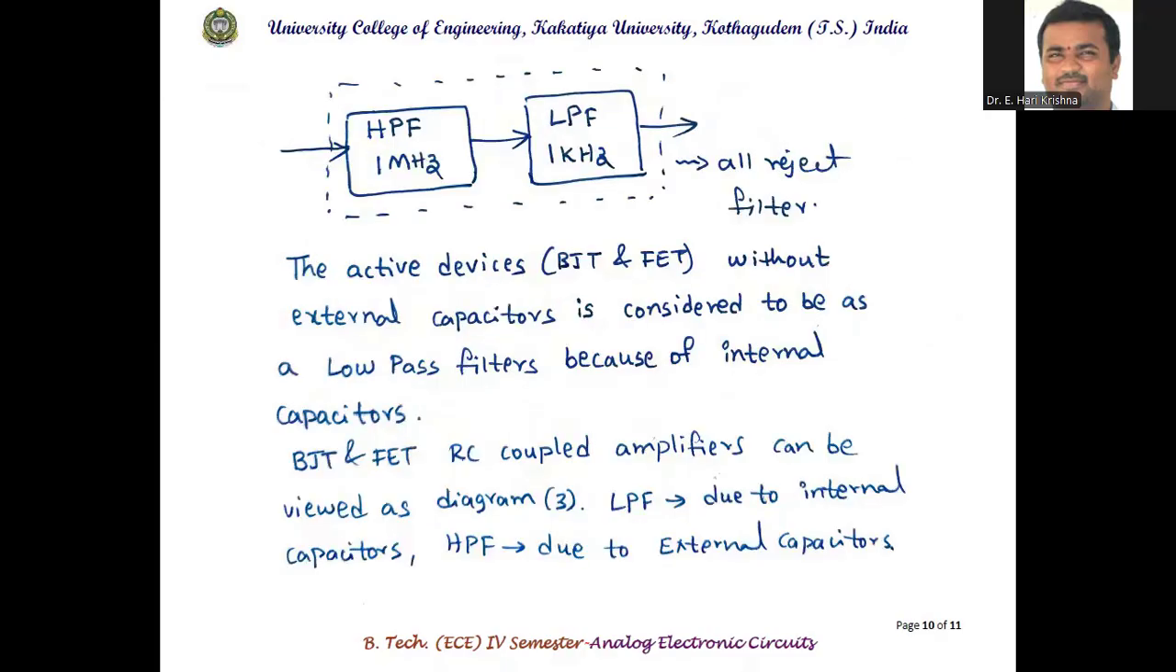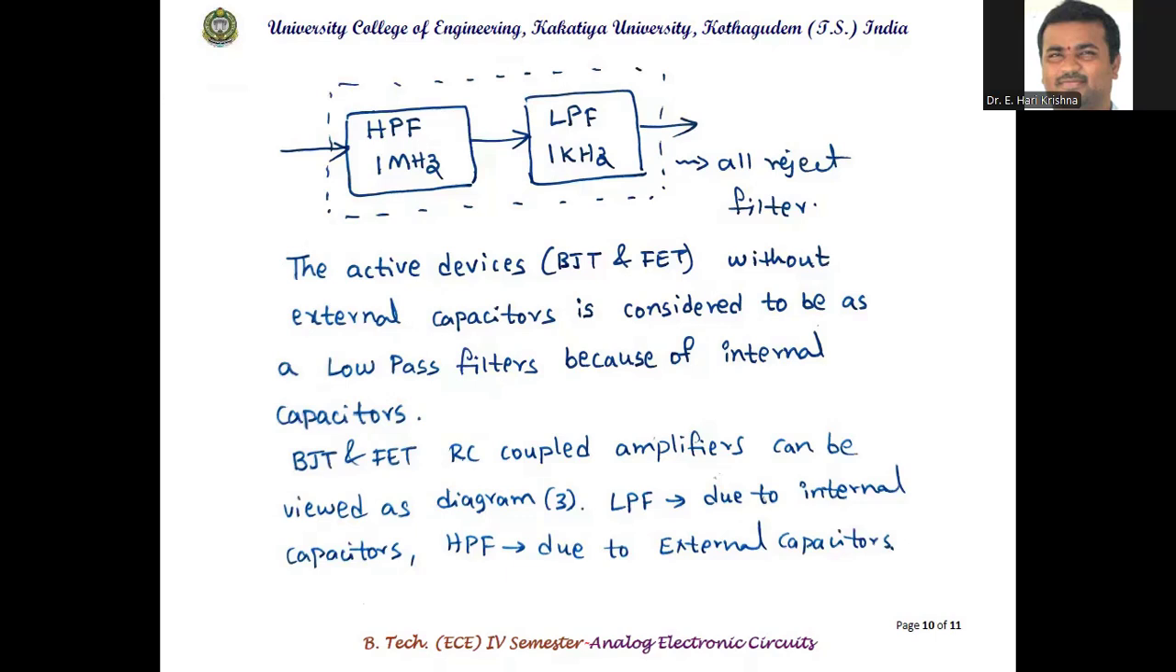Similarly, if I reverse diagram 3, first having a high pass filter with cutoff frequency 1 megahertz, then a low pass filter with cutoff frequency 1 kilohertz, imagine the analysis and it is an all reject filter. It rejects all frequency components.